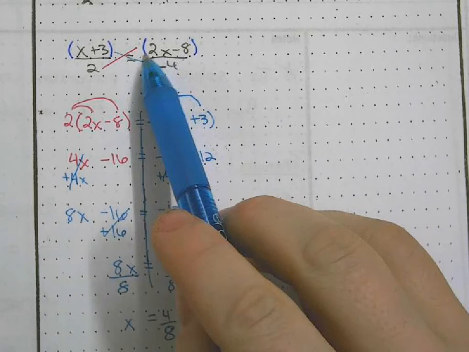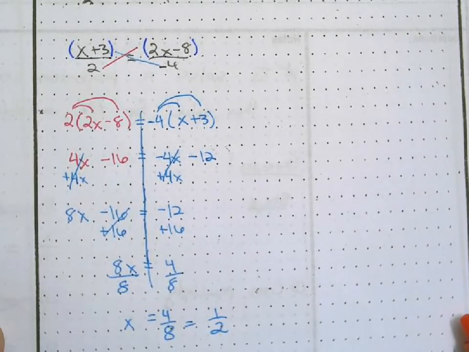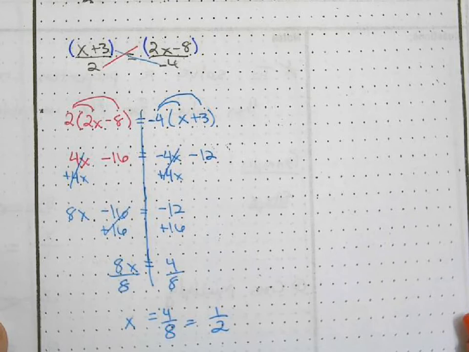So the main thing is really remembering those parentheses are in place, so that way you can make sure the distributive property happens.